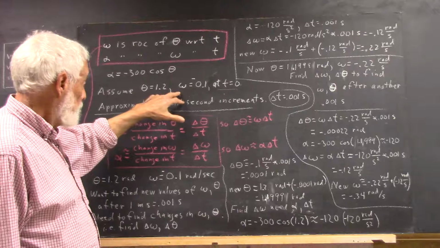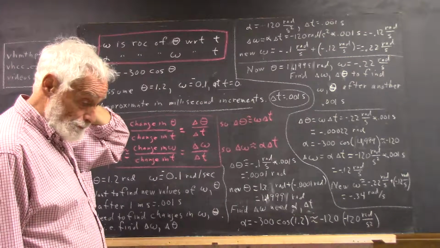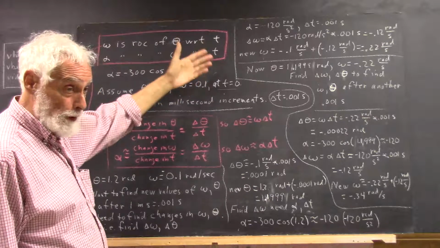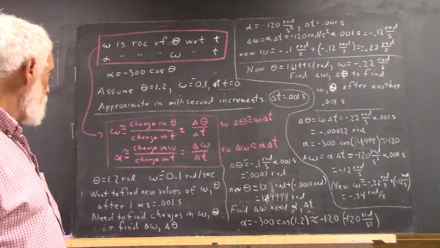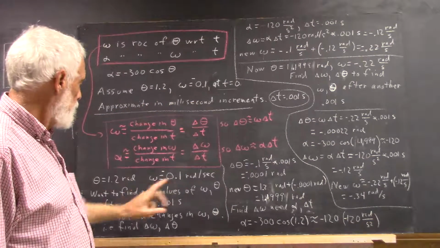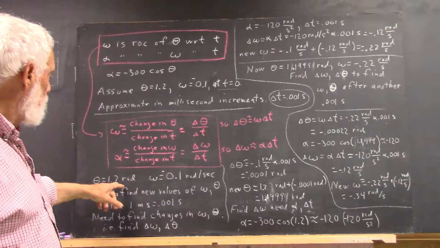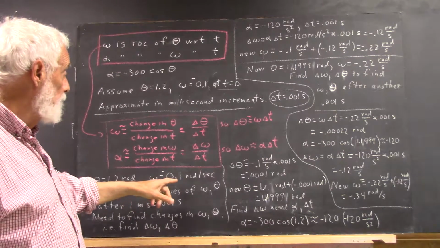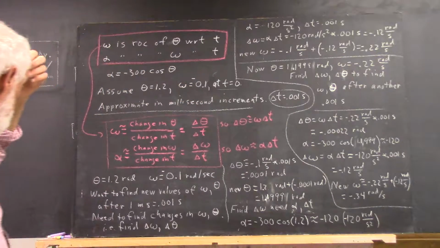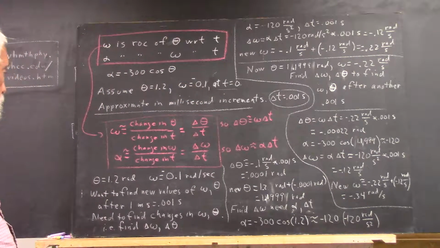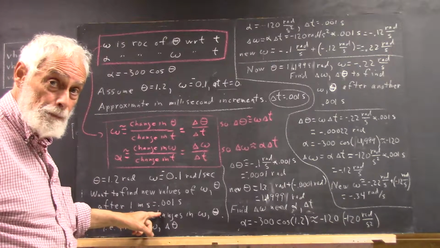Okay, so omega is negative 0.1. It might well be 0.1 radians per second at t equals 0. Okay, so we suppress the units, but we use them down here. Okay, now if theta is 1.2 radians and omega is 0.1 radian per second, which is what I just kind of said, we want to find the new values of omega and theta after a millisecond.